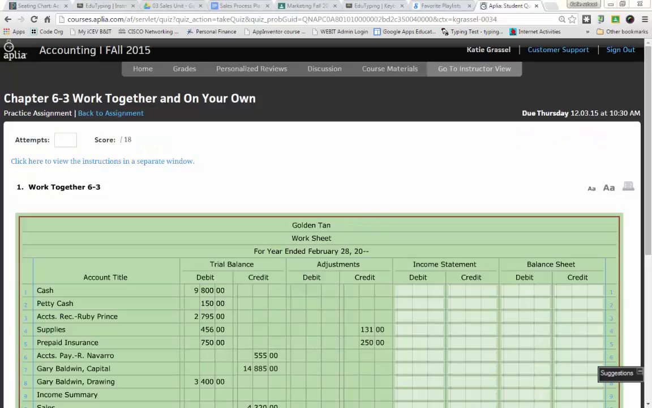Well, let's think about this. We've been talking about the purpose of an income statement. The purpose of an income statement is what? To determine what? Made money or lost money. If I made money or lost money, are my debits and credits going to equal? If they did, that would have to mean that I broke even.